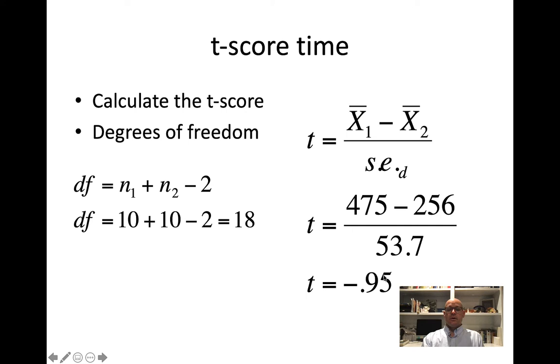So what does that mean? Well, there's some value here of negative 0.95. What does that mean? Well, I don't know. That's just a representation of the difference. What we've got to do now is calculate the degrees of freedom. And for a two-sample t-test, it's n plus n minus 2. So there were 10 sample invoices, 10 sample invoices for the other one. Add them together, minus 2 is 18.